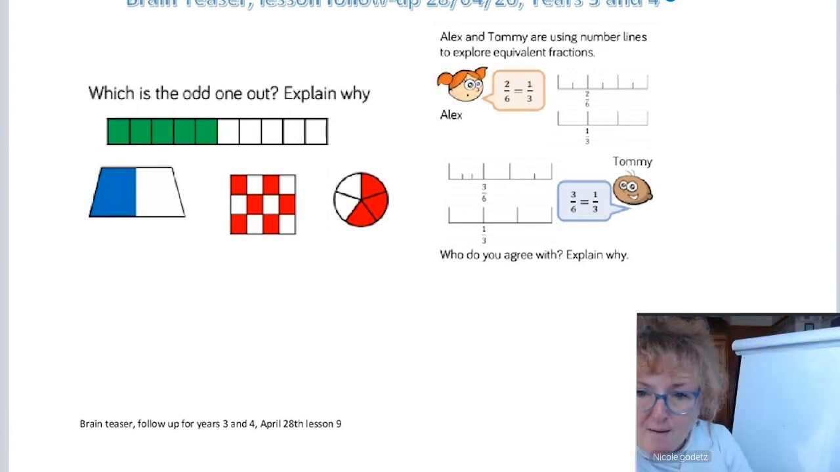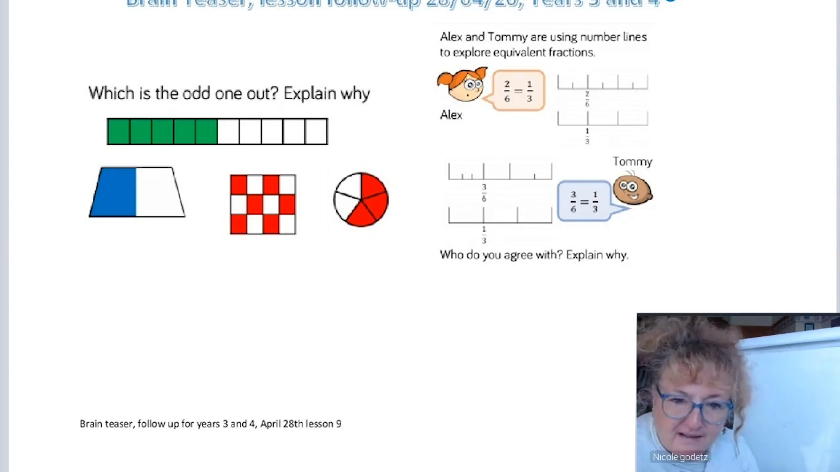Woo! And the fraction police come when things are not fair. They have an intervention. Do the fraction police need to intervene in Alex and Tommy's number line work? Is there anything wrong with Alex or Tommy's number line work?